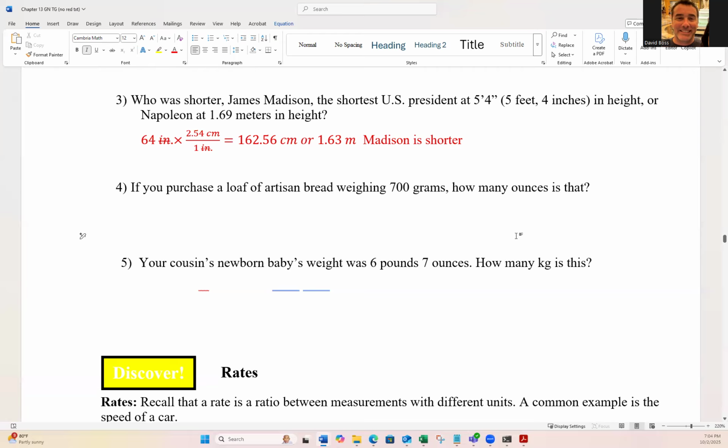All right, if you purchase a loaf of artisan bread weighing 700 grams, how many ounces is that? So we use our grams to ounces conversion. We do 1 ounce over 28.3495 grams. So the grams cancel out. We have 700 times 1 ounce divided by 28.3495, which gives us 24.7 ounces.